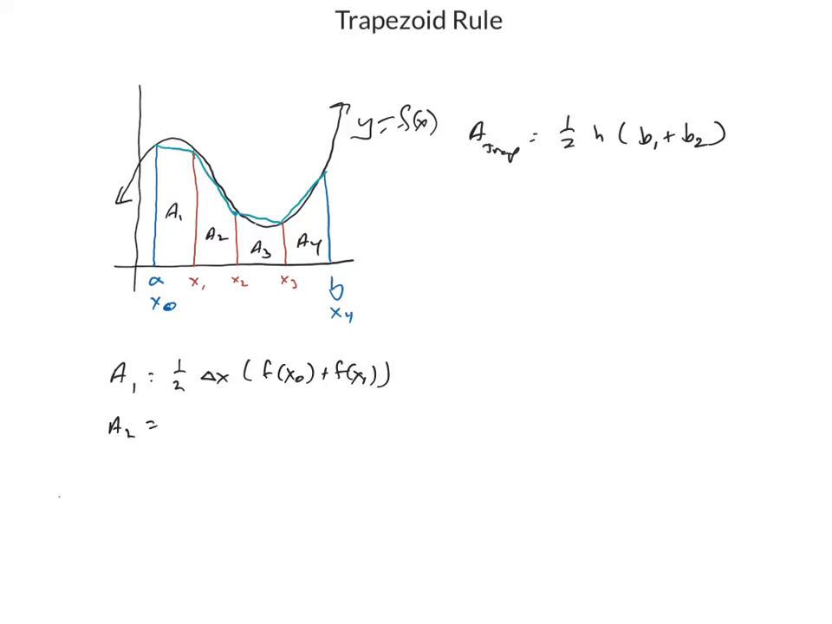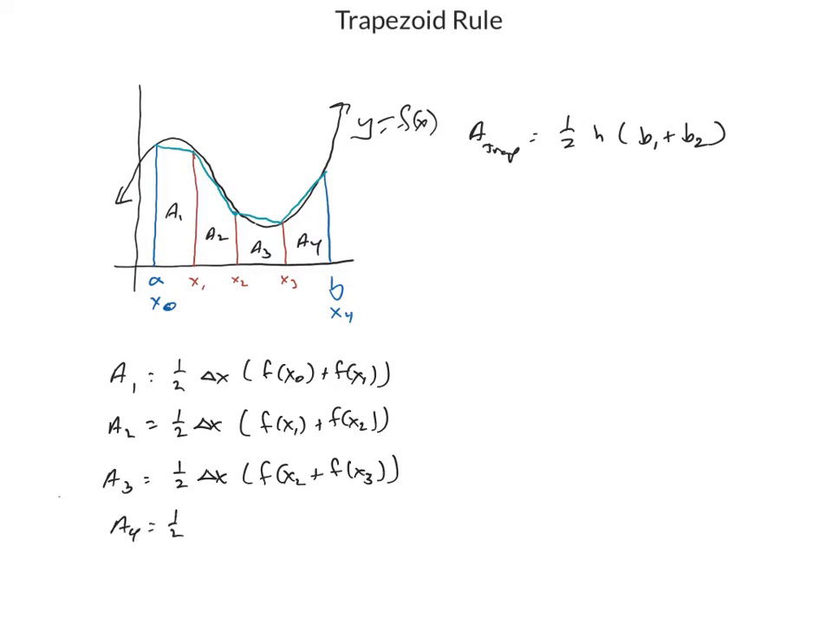Area 2 is going to be 1/2 times delta x times the sum of its two bases, which happens to be f of x1 plus f of x2. Area 3 is going to be 1/2 times delta x times f of x2 plus f of x3. And area 4 comes out to be 1/2 delta x times f of x3 plus f of x4. And then I can go through and add these up.